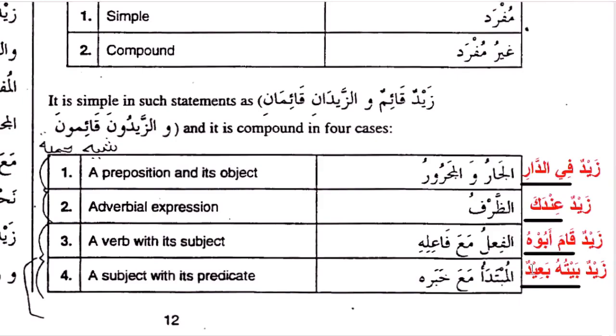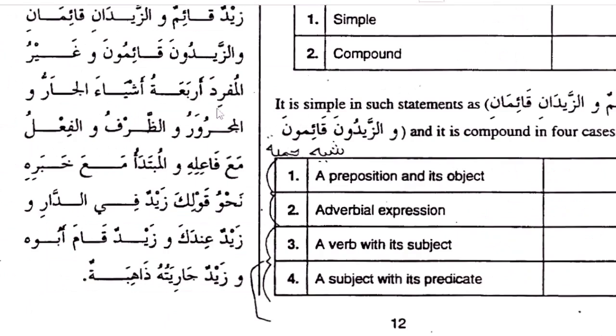So you can now observe that here is the ghayru mufrad that the Sheikh mentioned. But if you also observe that ghayru mufrad, it can be of different divisions. That is what he mentioned here by saying وَغَيْرُ مُفْرَدْ أَرْبَعَةُ أَشْيَاء. There are four things. When it is ghayru mufrad, there can be four types of it. So we can classify it into four. The first one he mentioned, Al-Jar wal-Majrur.